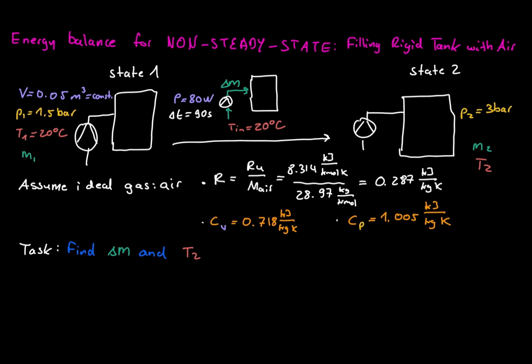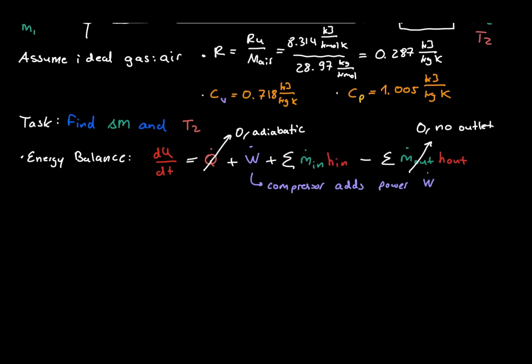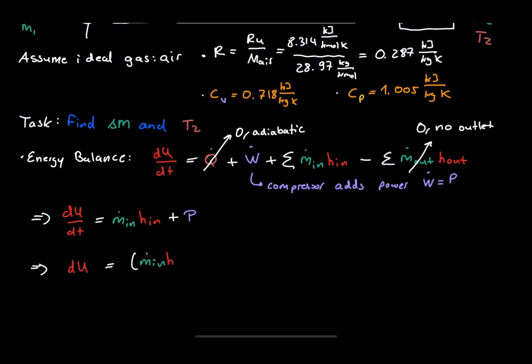Before writing the balance, we make one simplification. We neglect kinetic and potential energy. So we only consider internal energy in the tank and enthalpy carried by the incoming mass. Now we write the energy balance. The change of internal energy over time equals the energy entering with the mass plus the power supplied by the compressor. Then we integrate this over the filling time.